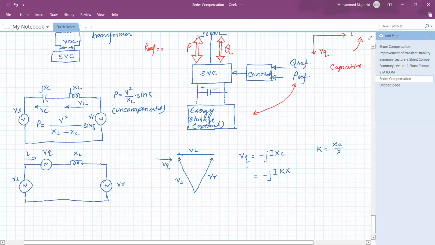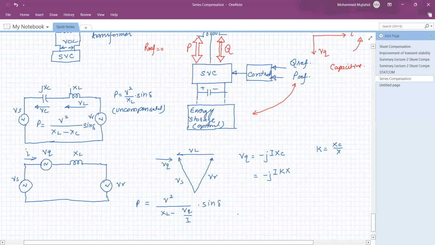Okay. So in this way, VQ, the voltage injected in the transmission line, which is in quadrature with the line current, may be lagging by 90 degree with respect to the current, or it may be leading by 90 degree with respect to the line current. So the power P is equal to V square upon XL minus VQ upon I into sine delta.